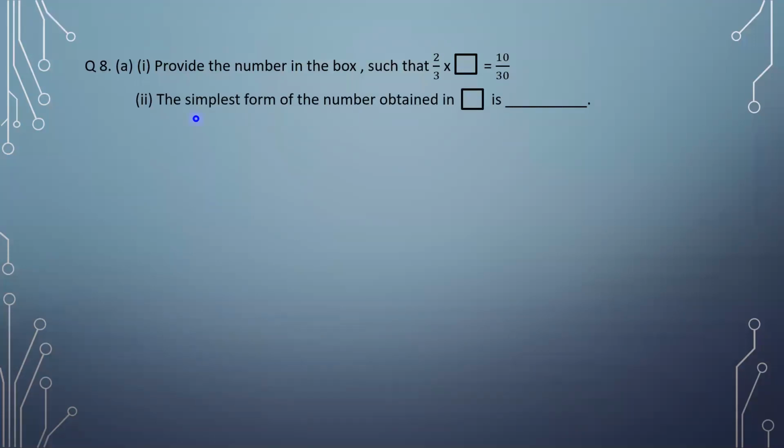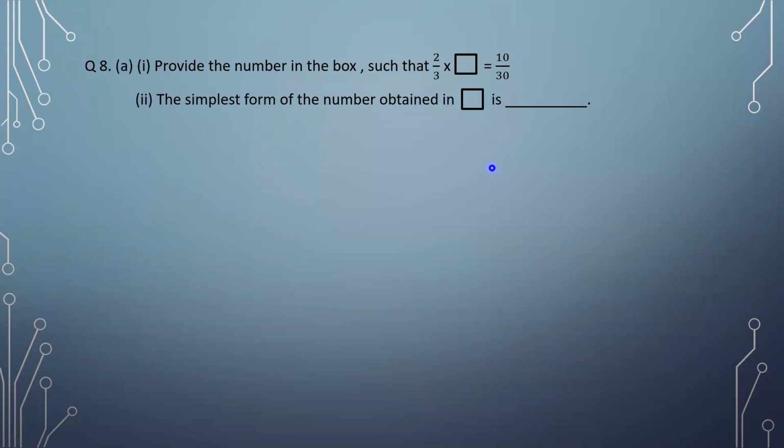And the second question they have asked is, the simplest form of the number obtained in that box. That means we have to convert the number in that box into its simplest form. That also we have to consider.